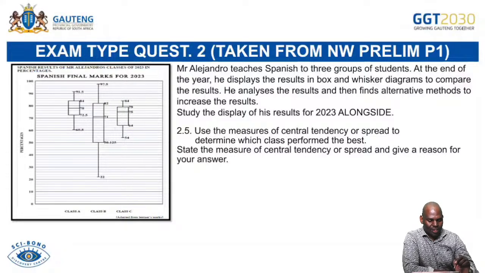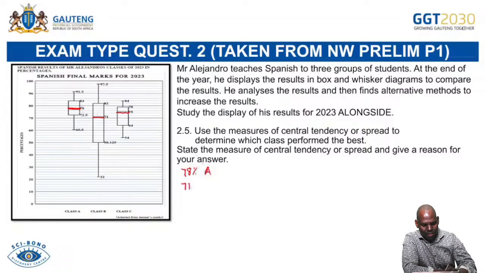But in this case, if you look at the median, the median is 78% in class A, and then B is 71%, and C is 75%.